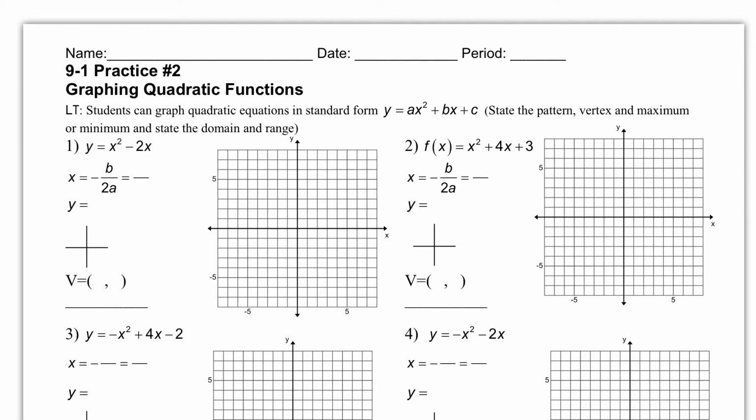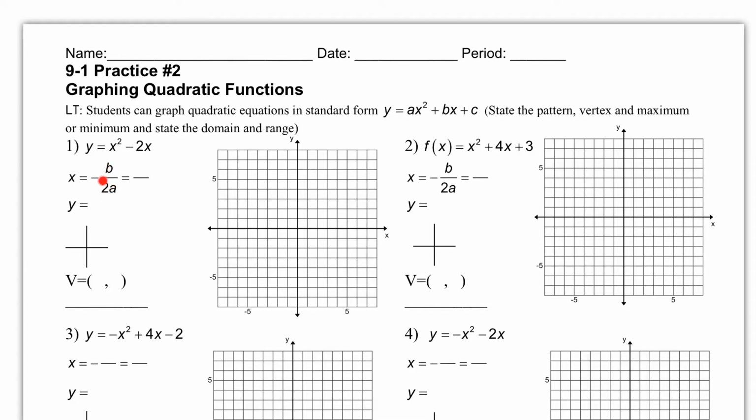If you look at the equation, number 1 is y equals x squared minus 2x. Notice what I've given you to help you find the components that you need to graph the function, or the parabola. That is the name of the U shape that we are going to make when you graph a quadratic function. First, we have x equals negative b over 2a. This formula here is to find the x coordinate of the vertex of the function.